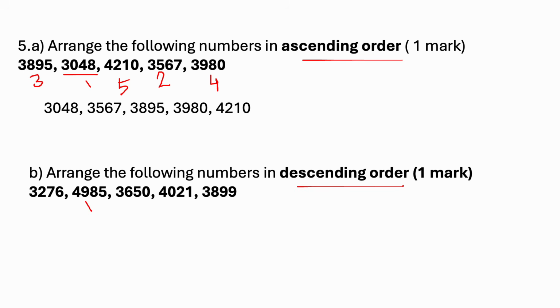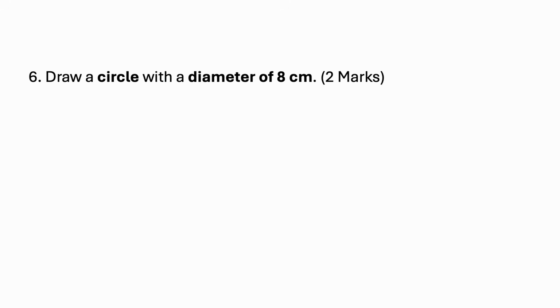So here, which is the largest number? 4985. Then 4021. Then next largest number 3899. Next largest number 3650. Next one 3276. So this is the descending order: 4985, 4021, 3899, 3650, 3276.